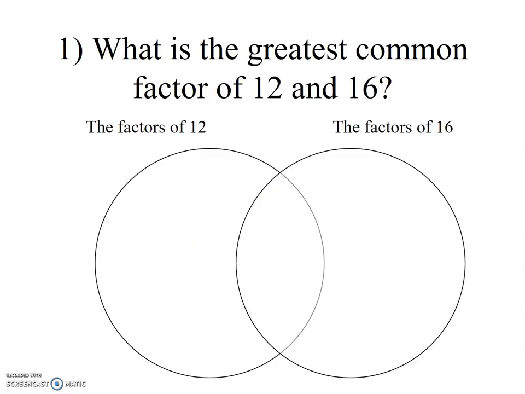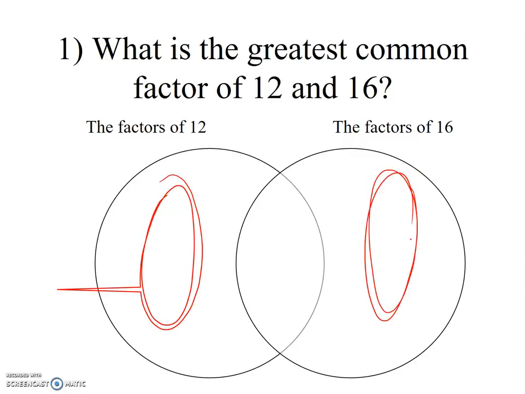Here's the first problem. What is the greatest common factor of 12 and 16? So what you're going to do is list the factors of 12 in this part of the Venn diagram and list the factors of 16 in this part of the Venn diagram. And once you've done that, you can cross them off and put the common ones there. Okay. Pause the video and do this problem now.